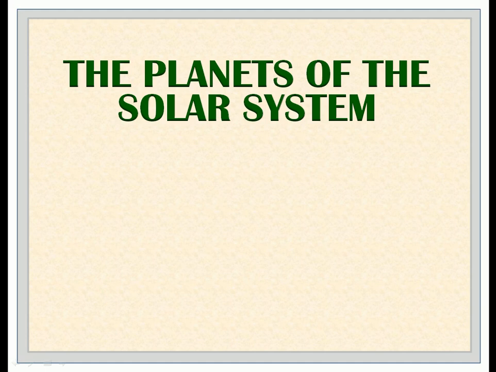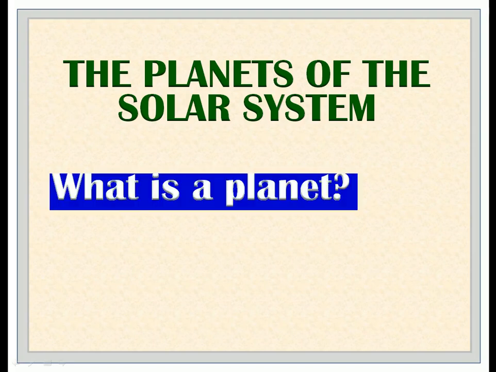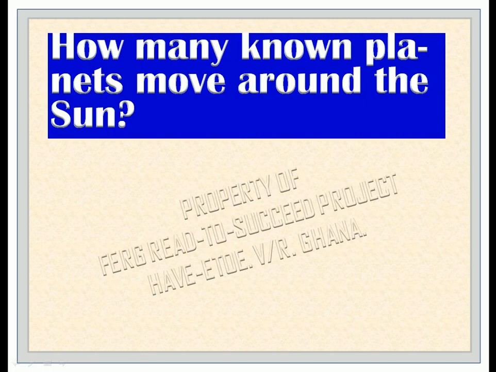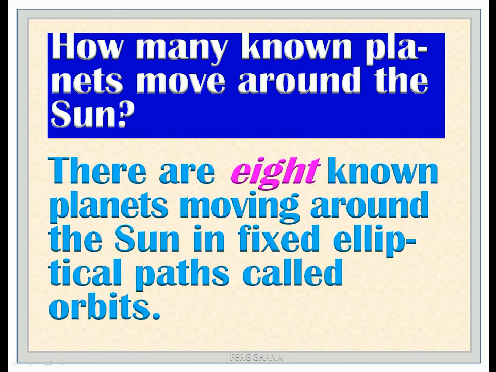The planets of the Solar System. What is a planet? A planet is a heavenly body that moves around the Sun. How many known planets move around the Sun? There are 8 known planets moving around the Sun in fixed elliptical paths called orbits.